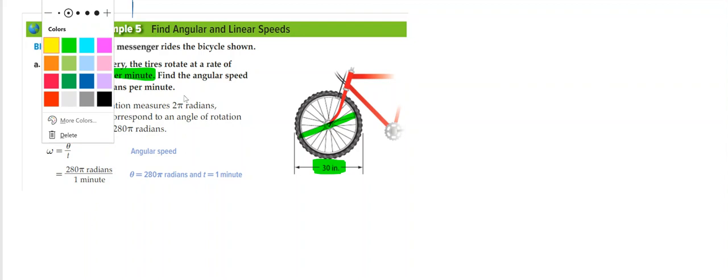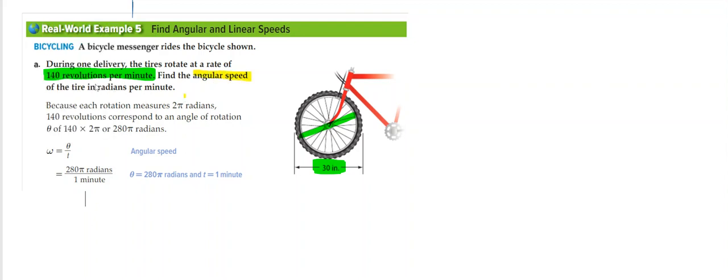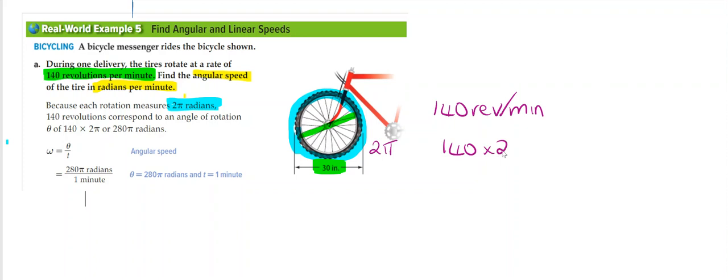And then we're asked to find the angular speed of the tyre in radians per minute. Now, because each rotation is 2 pi, the angle is 2 pi, and it's going to do 140 revolutions every minute. So that's going to be 140 multiplied by 2 pi. So this is 280 pi, and it's in radians.